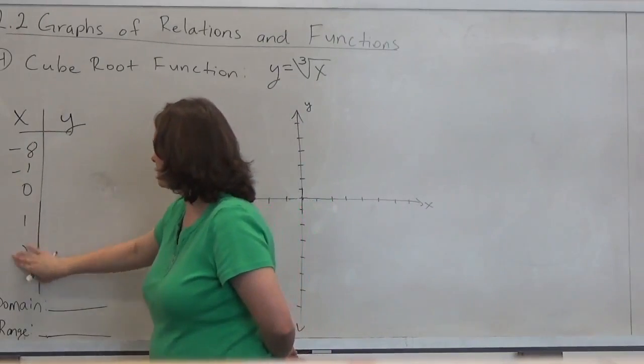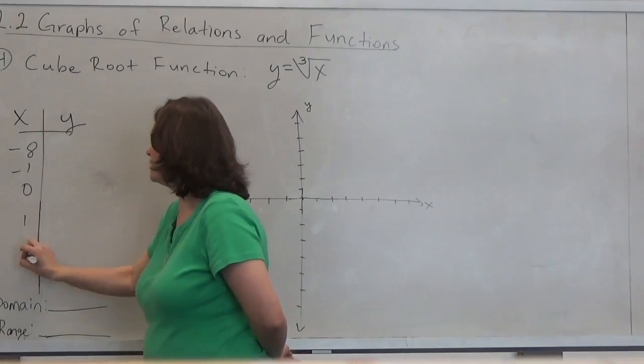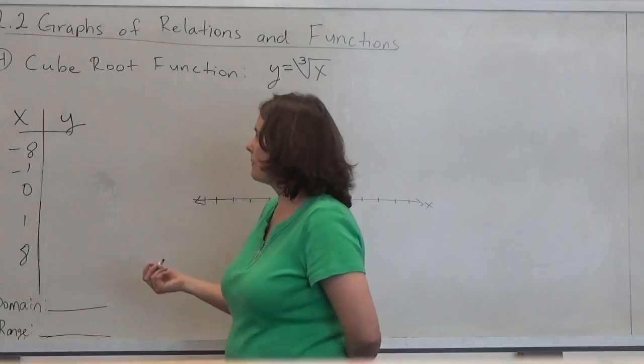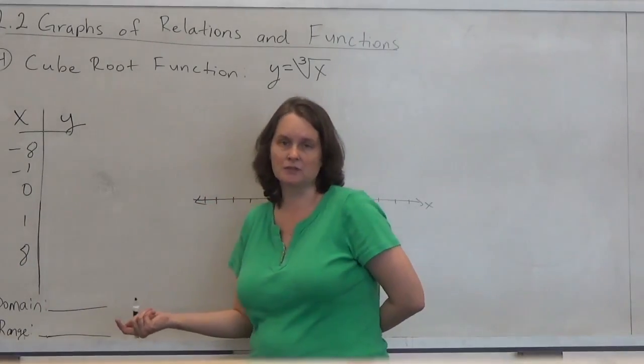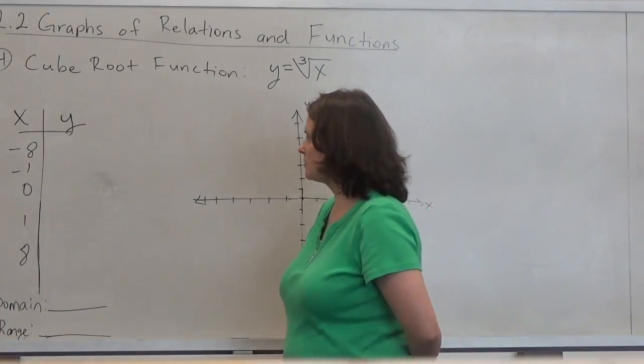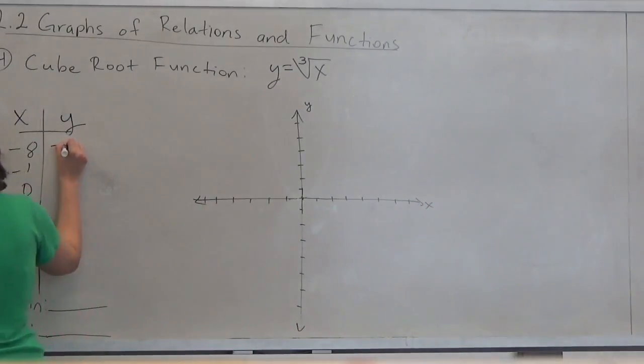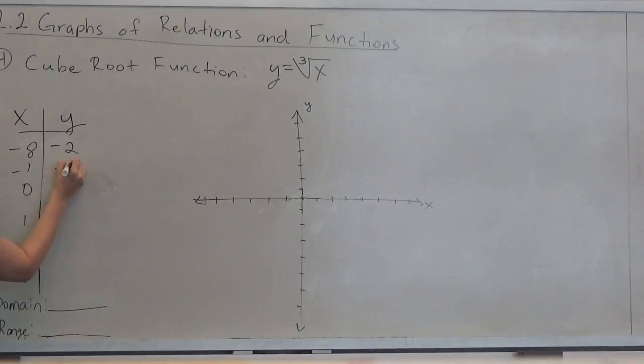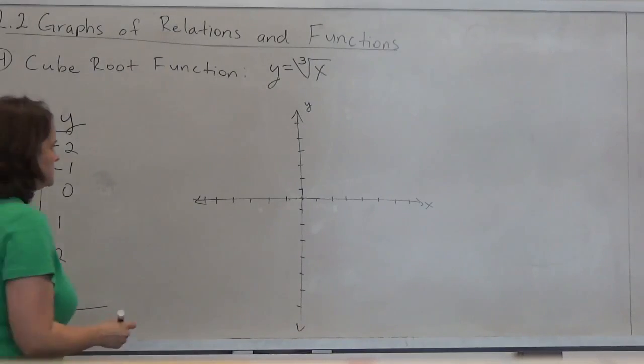And then let's put in a +8 down here. Again, you don't have to put in these numbers. If you put in the numbers that I had originally and use the decimals, that's fine too. If I put in -8 for x, I'm going to get -2. And then I'm going to have -1, 0, 1, +2. So let's plot those points.